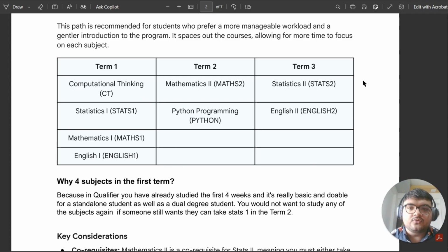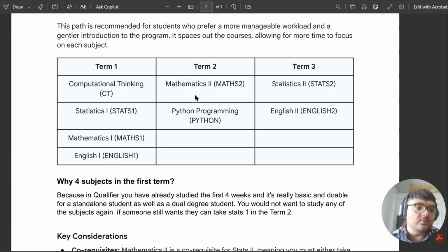Okay, so this is the more optimized and doable path if you feel that mathematics and statistics are a little heavy for you. But for a standalone student, don't take more than 3 terms. This is the worst case scenario for you. Just complete it in these 3 terms, because you will not be able to survive if you take more than 3 terms. Like, if you take 4 or 5 terms in foundation, then diploma will be really hard.